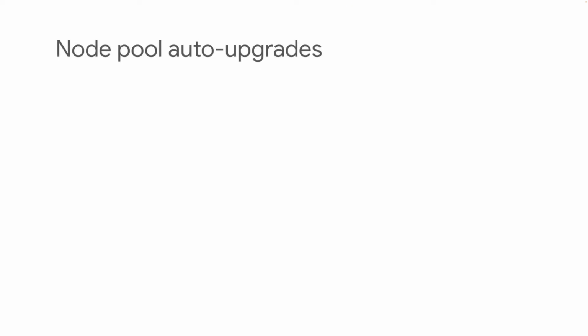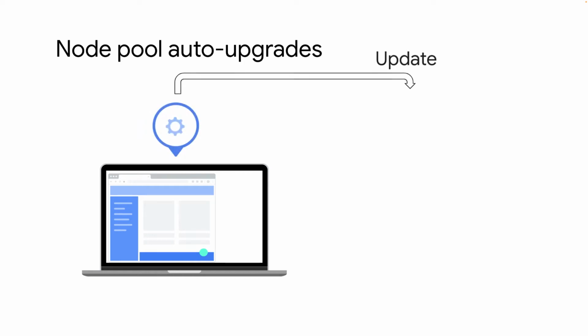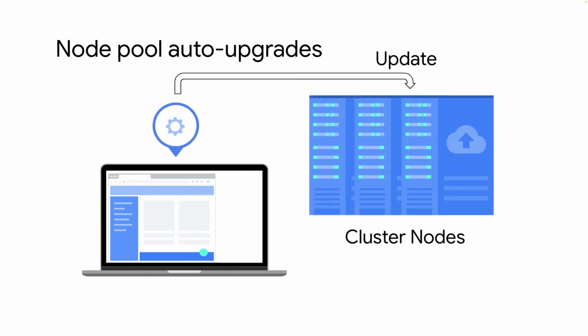Google Kubernetes Engine, or GKE's node auto-upgrades feature, helps to keep your cluster nodes up to date with the cluster control plane version whenever the control plane is updated.